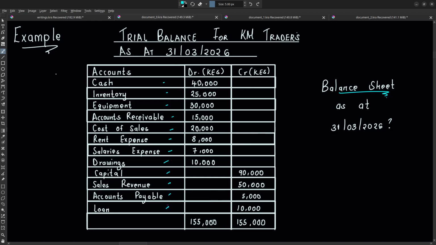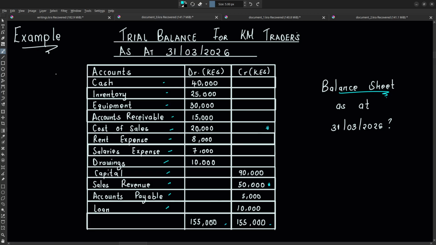At this point we can see the trial balance is balanced. The debits are equal to the credits. Now let's go and create the balance sheet. The first thing, as mentioned earlier, you need to calculate the profit or loss. So we have a sales revenue of 50,000, and we have a cost of sales of 20,000.